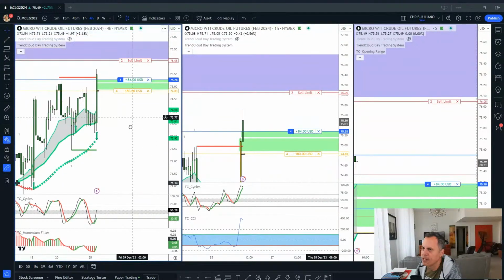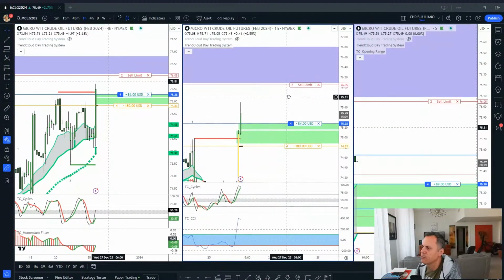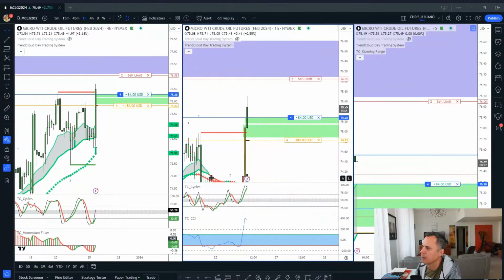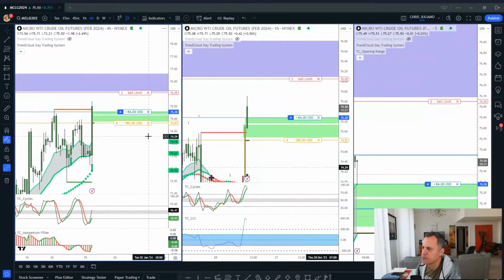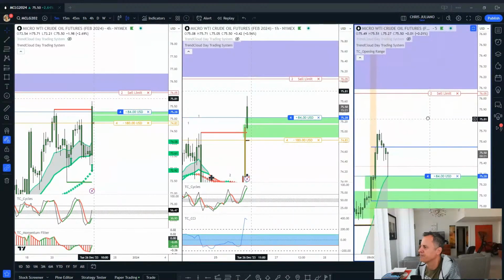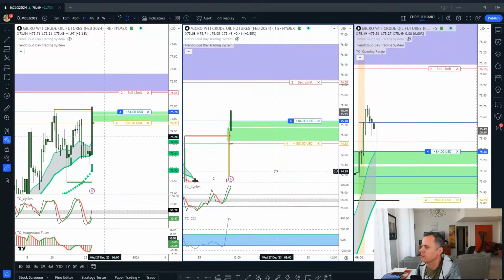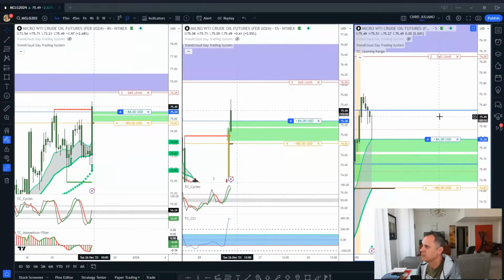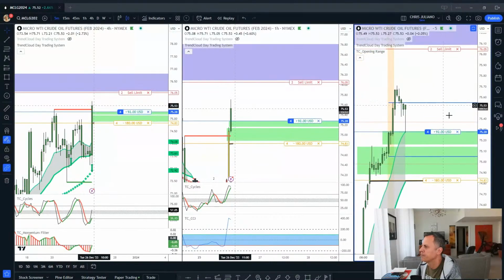So you see, when everything is in alignment with each other, those are the trades with the highest probability of success. Okay, so there we go. Nice rejection candle there.